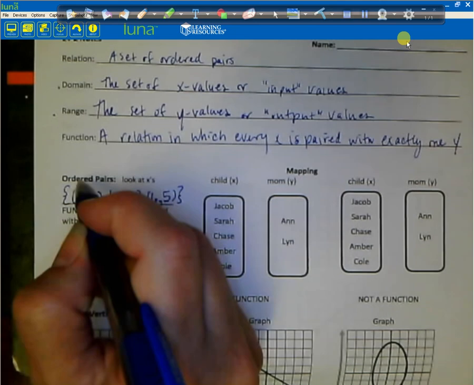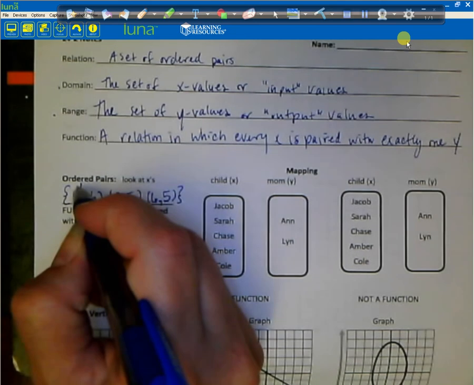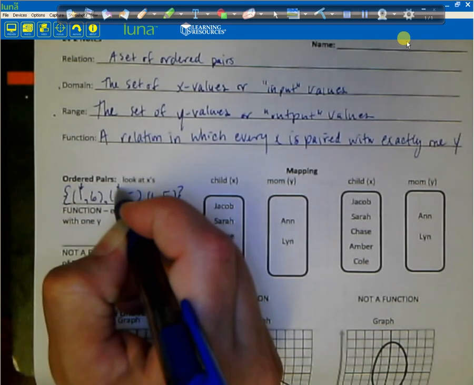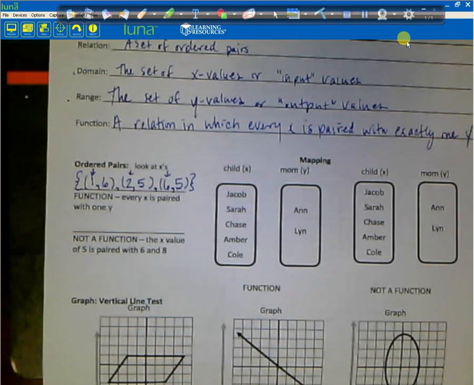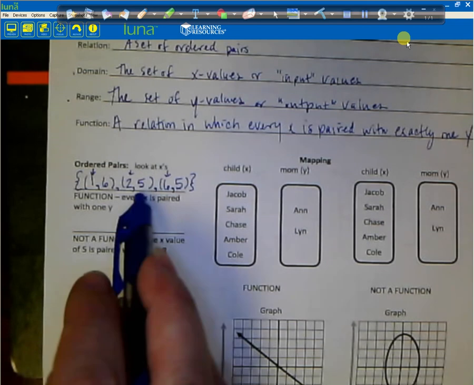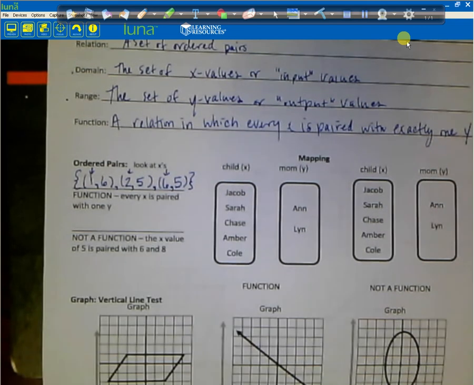Look at our x values. It's this one, and this one. These are our x values, 1, 2, and 6. Notice that our x's do not repeat. We have 1, 1, 1, 2, and 1, 6. Therefore, this is a function. Our x's don't repeat, and every x is paired with exactly one y. It doesn't matter that we have 2 5s. We have one x, our x's do not repeat.